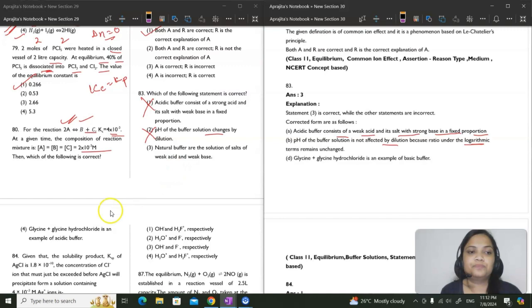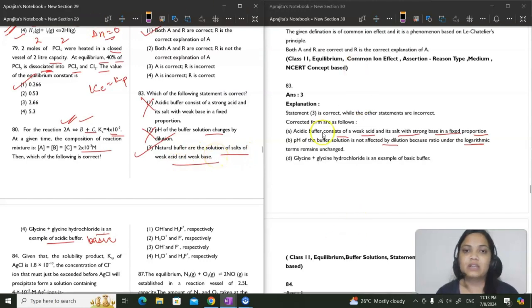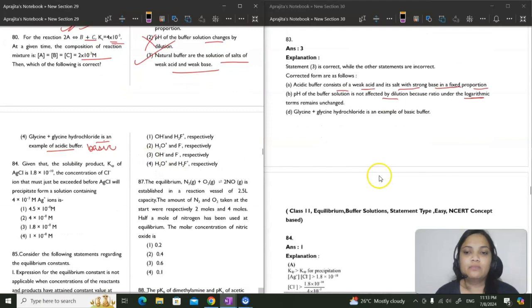Next is fourth, glycine plus glycine hydrochloride is an example of acidic buffer. No, it's an example of a basic buffer. Third statement is correct, students, because natural buffers are the solution of weak acid and weak base. This is correct. Okay. Question number 84.